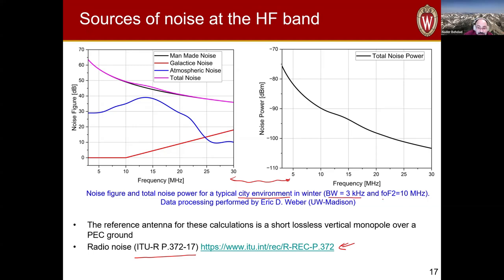And at the time, we assumed that the critical frequency of the F2 layer of the ionosphere is about 10 megahertz. And my PhD student, Eric Weber, wrote a really nice MATLAB code where we can put all of these together, use the ITU models, and then get the information about what sort of noise figure we are expecting from these different sources. And so in this figure on the left-hand side, you're looking at a noise figure associated with these different sources, so the galactic noise here and the atmospheric noise, and the black line here is the man-made noise, and then the pink line is the total noise.